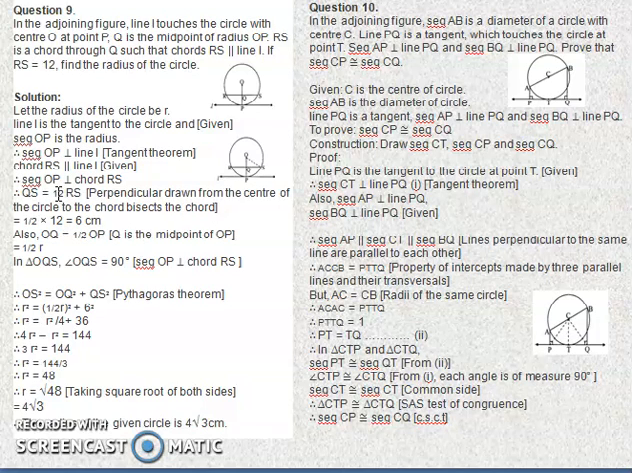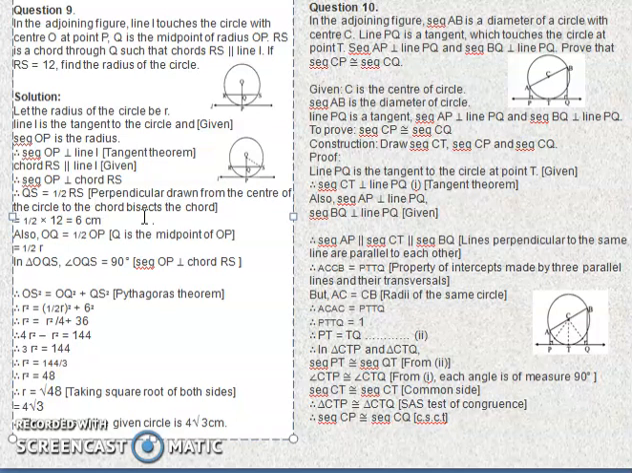So here half of RS, we have to write the formula, that is half of RS, and the reason behind it is perpendicular drawn from the center of the circle to the chord bisects the chord. So here half of 12 means 6. So also OQ will be half of OP, that is Q is the midpoint of OP, that means half of R.